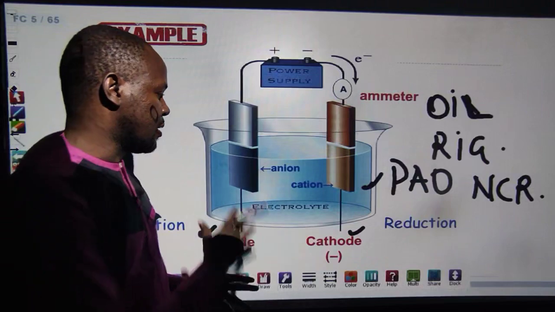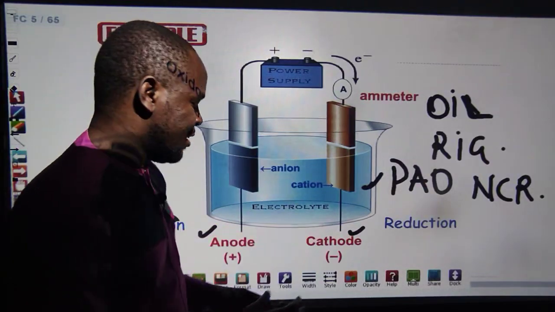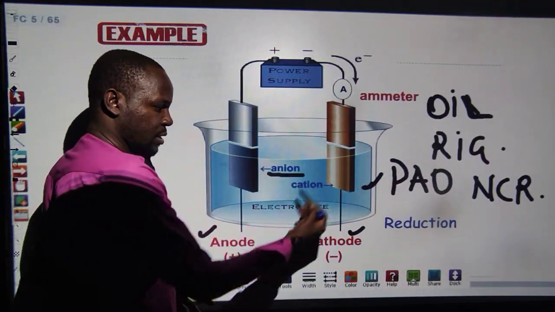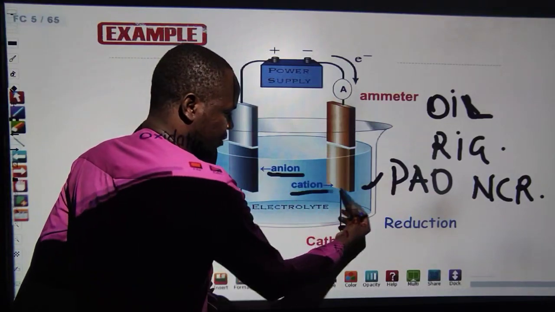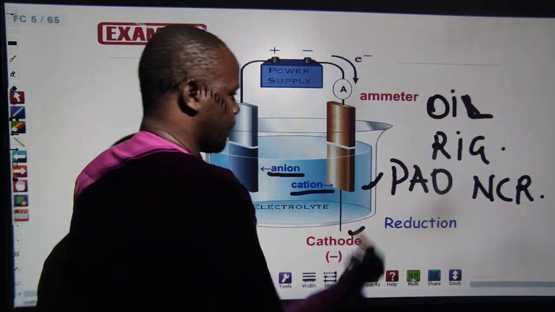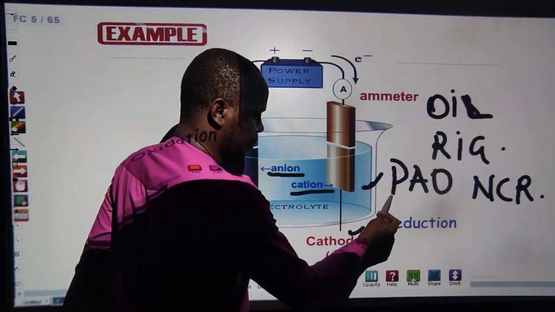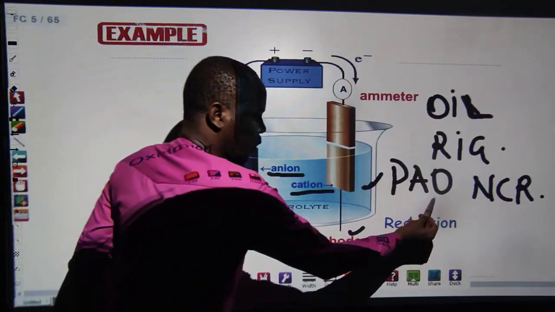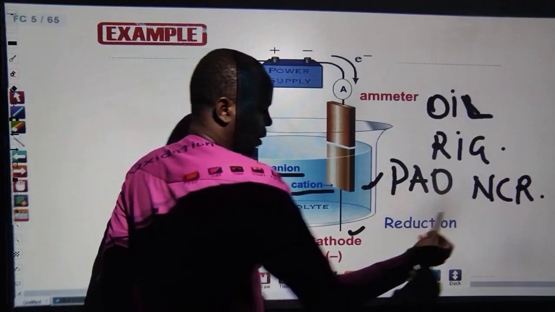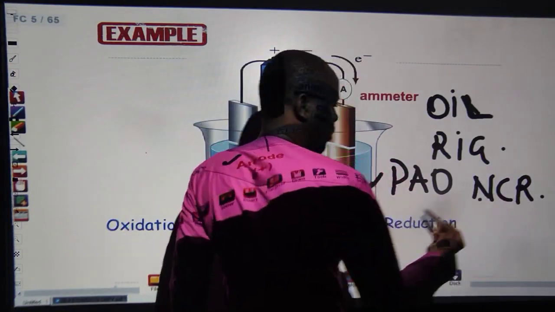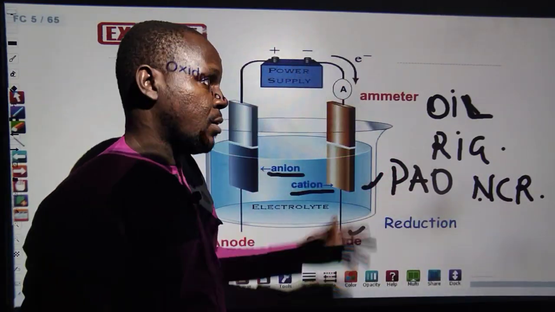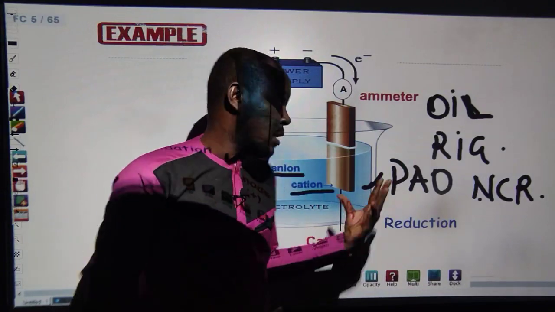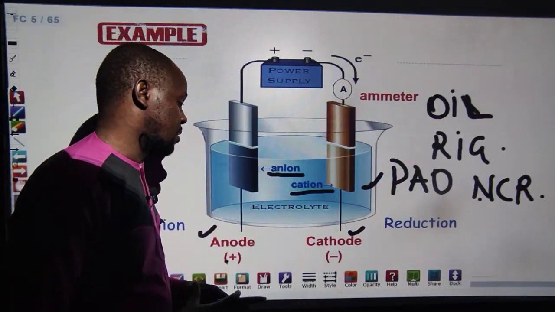So, basic thing: anions migrate to the anode. That is what we are showing here. Cations migrate to the cathode. So what happens at the anode? That's why I said the anode is the positive electrode, at which oxidation occurs. The cathode is the negative electrode. I call it PANIC. Then OIL RIG is popular everywhere you go.